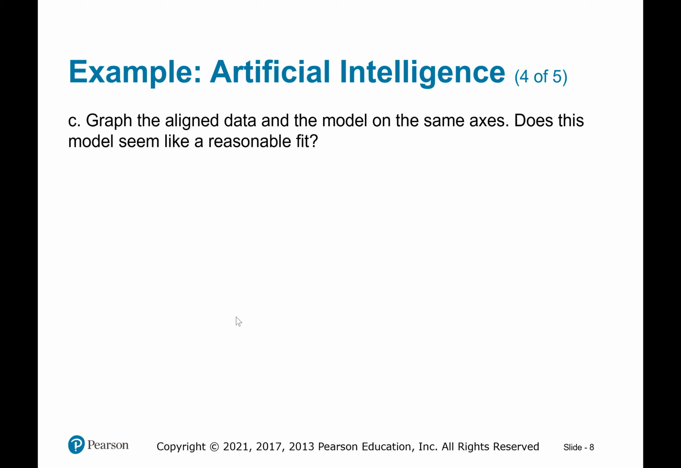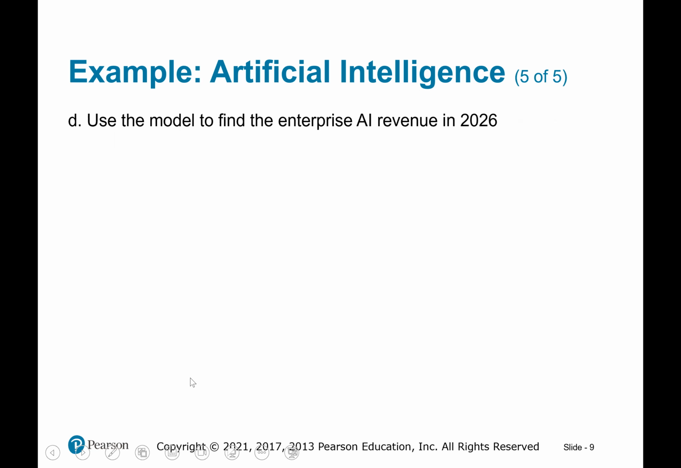All right. Use the model to find the enterprise AI revenue in 2026. We're looking at X's after 2015. So 2026 minus 2015 is 11 years. So X equals 11. So we want the revenue when X equals 11.